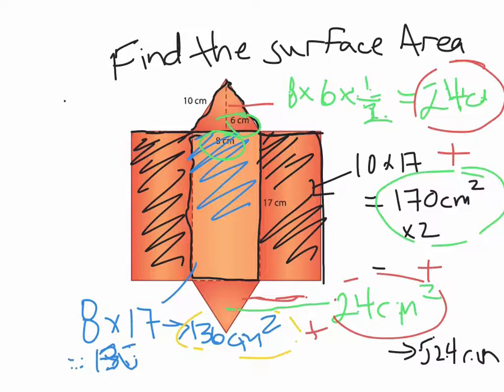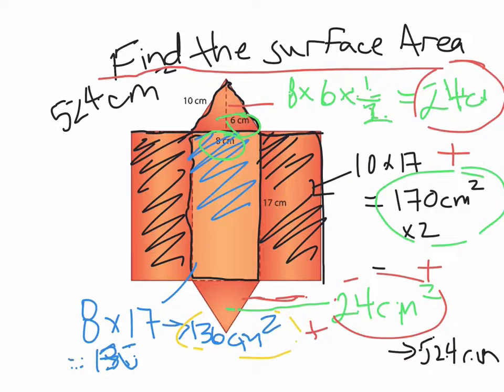That's 524 centimeters squared. I'll just use my hand to write that. So that's my surface area. So there you go. That's how to find the surface area using a net.